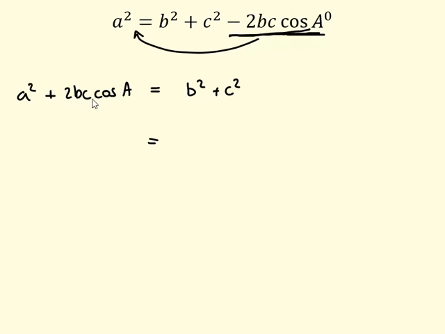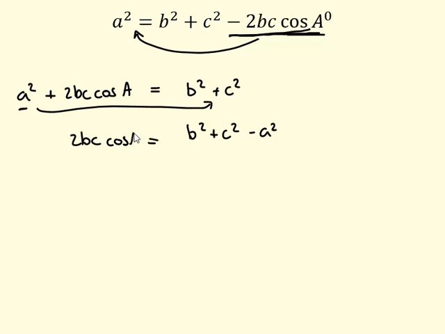Okay, so now the 2bc cos A is on the left hand side, and we're going to take the a squared and subtract it to the other side. So b squared plus c squared minus a squared. So we've just taken that away to the other side, subtracted it, and left with 2bc cos A. In order to get the cos A on its own, we have to divide by 2bc, so b squared plus c squared minus a squared all over 2bc.